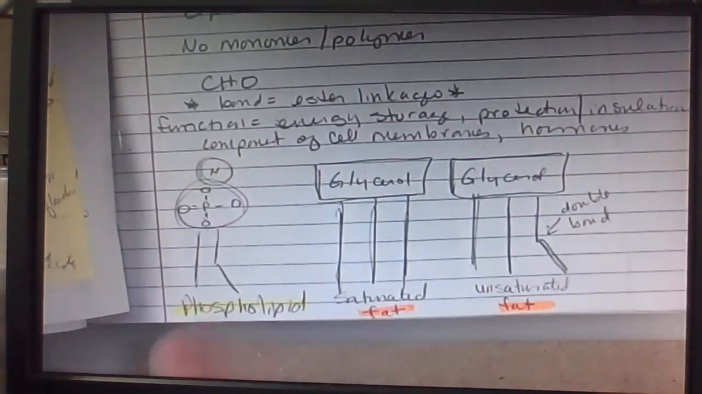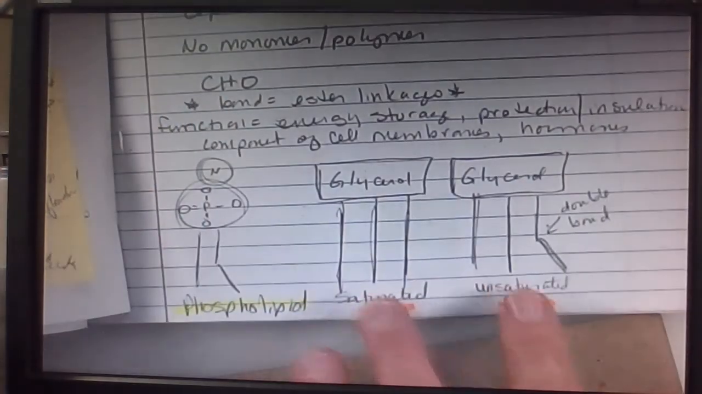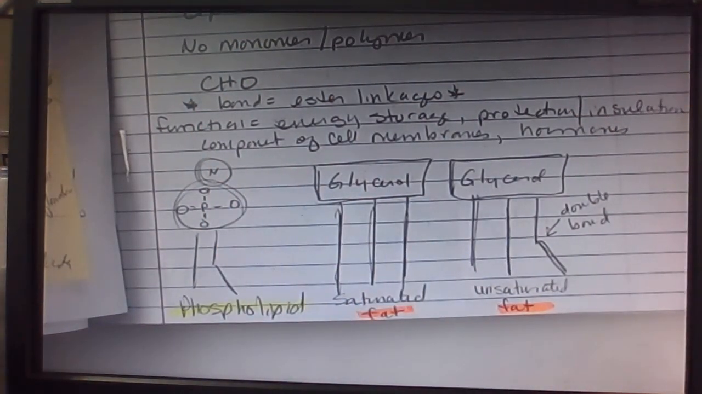But this is like a component of a cell membrane. So phospholipids are a part of lipid. Saturated fats are a type of lipid, or are classified as lipids. Maybe that's a better way to put it.